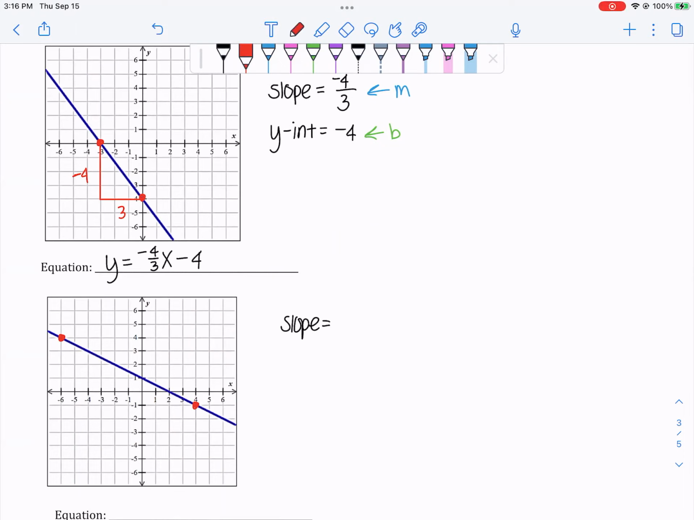So for my slope, to start with my left point, I need to go down, let's see, 1, 2, 3, 4 units plus another 1. So this is down 5 units. And then I have to go, let's see, this is 6 plus another 4, 10, to the right. My slope is going to be rise is -5, run is 10. That simplifies down to -1/2. And that is my M value.